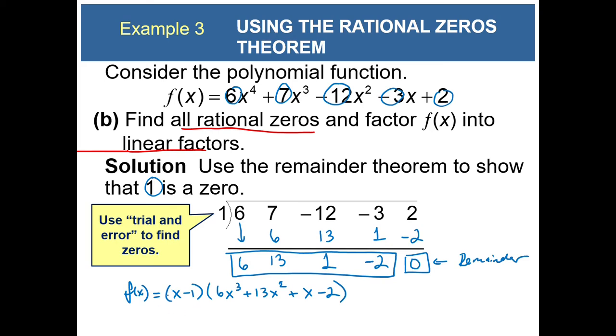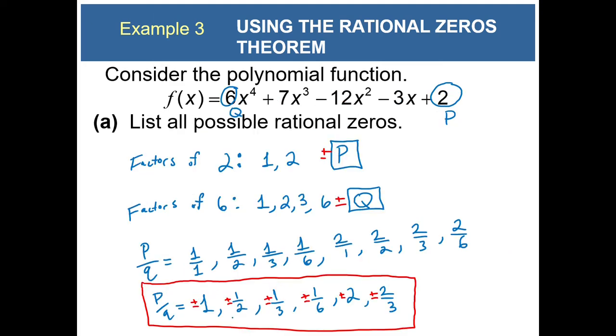Since we have factored out x minus 1, our function is simpler to factor. Now we just need to factor 6x cubed plus 13x squared plus x minus 2. Now we're going to use synthetic division with 6x cubed plus 13x squared plus x minus 2, which is a much simpler function now than what we started off with.